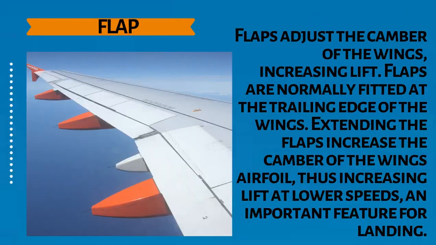Flap. Flaps adjust the camber of the wings, increasing lift. Flaps are normally fitted at the trailing edge of the wings. Extending the flaps increases the camber of the wings' airfoil, thus increasing lift at lower speeds, an important feature for landing.